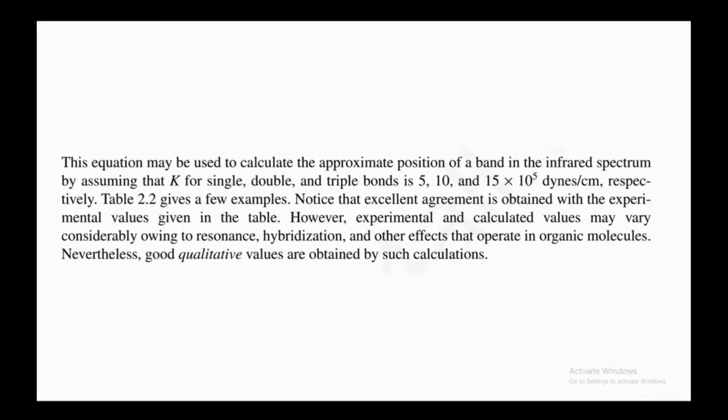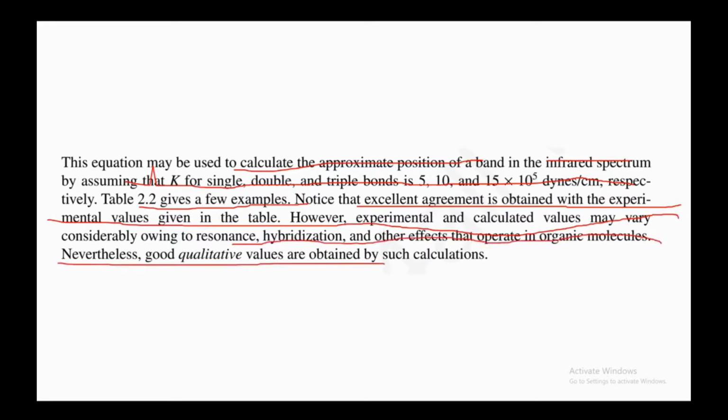This equation may be used to calculate the approximate position of absorption in the IR spectrum by assuming that K for single, double, and triple bonds is 5, 10, and 15 respectively. Table 2.2 gives a few examples. Notice that excellent agreement is obtained between experimental and calculated values given here. However, experimental and calculated values may vary considerably owing to resonance, hybridization, and other effects that operate in organic molecules. Nevertheless, good qualitative values are obtained by such calculations.